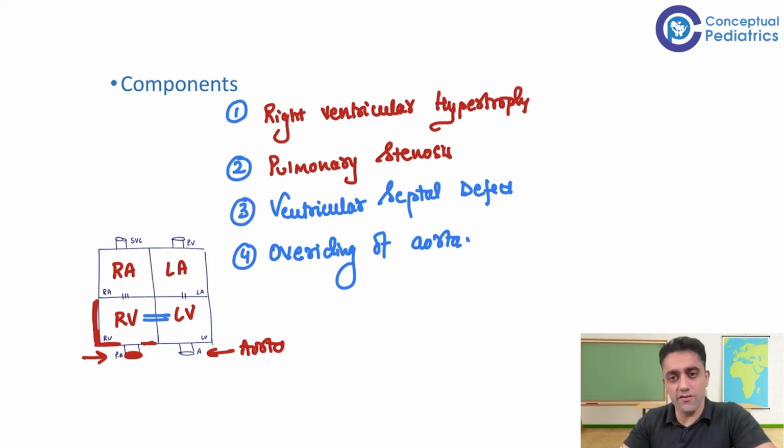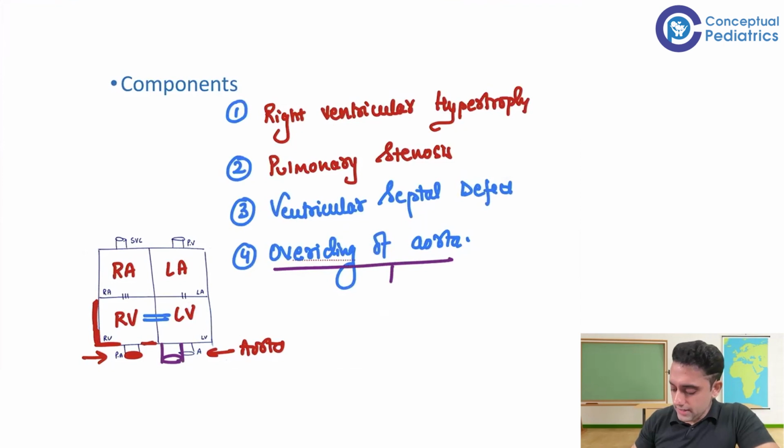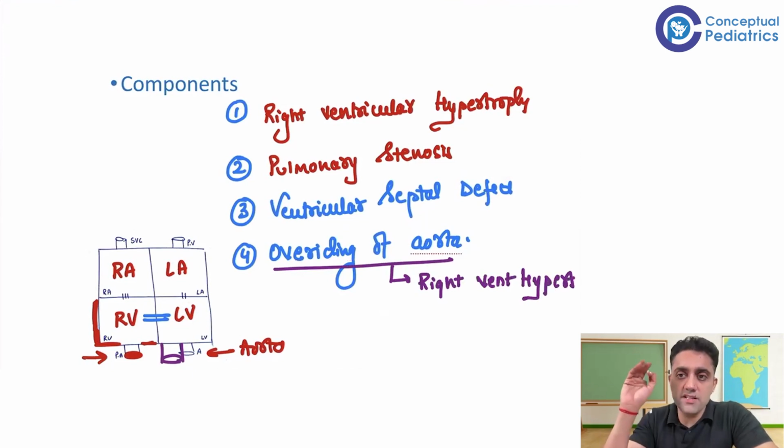Overriding of aorta, in simple words, means the aorta is not beautifully placed at its location. Aorta थोड़ा सा अपनी normal जगह से हट गया है. The aorta has shifted a little bit to the other side from its normal position. Listen to me very carefully. The reason for right ventricular hypertrophy is not pulmonary stenosis. The reason for right ventricular hypertrophy is nothing but overriding of aorta.